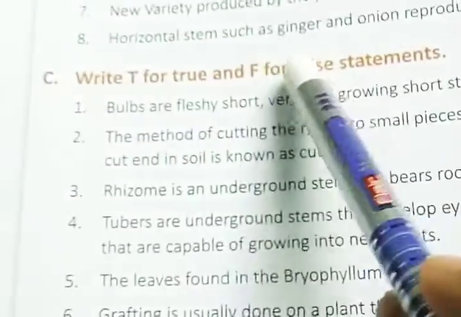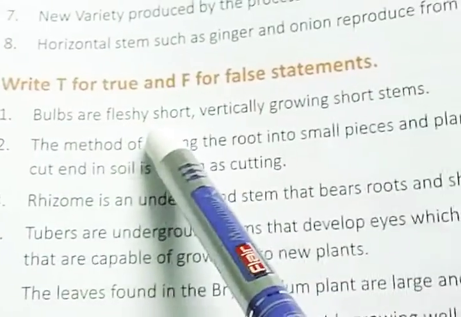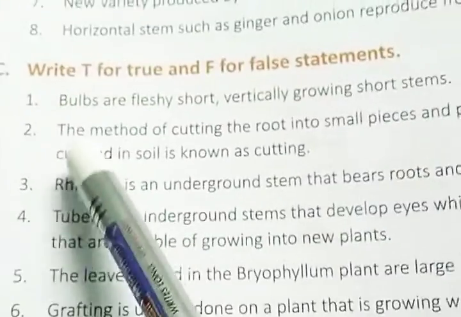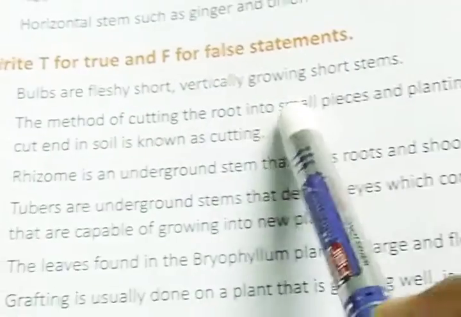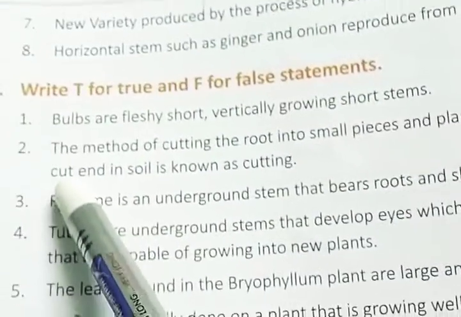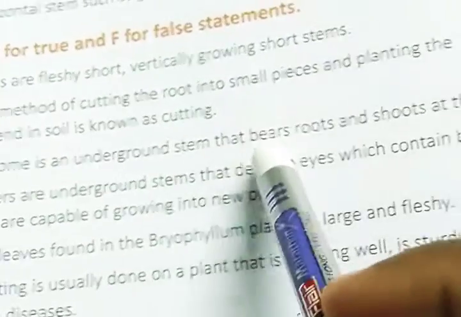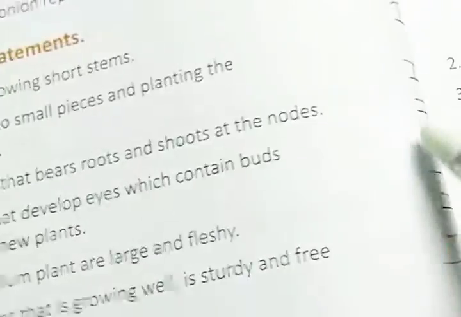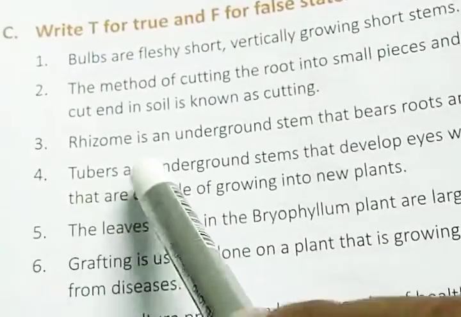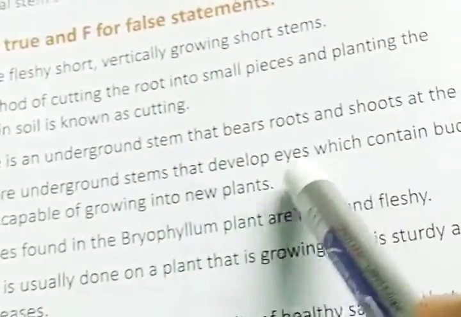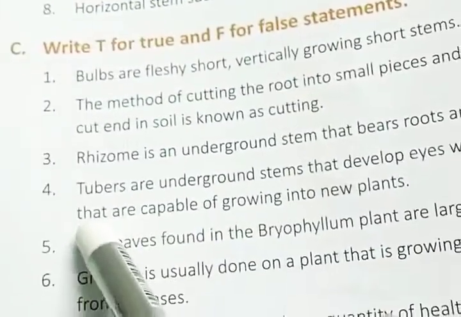Again, true false. Bulbs are fleshy, short, vertically grown, short stem. True. The method of cutting the root into small pieces and planting cut in soil is known as cutting. True. Rhizome is an underground stem that bears roots and shoots at the node. True. Tubers are underground stem that develop eyes which contain buds that are capable of growing into new plants. As well, answer is true.